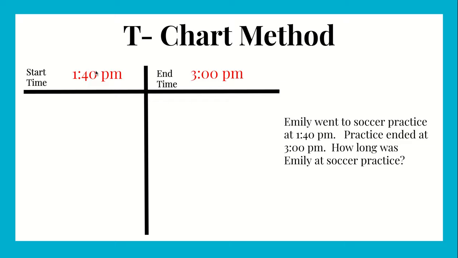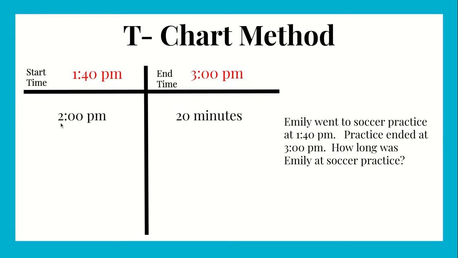So the very first thing that I want to do is get to a number that is a little bit easier to work with. So 1:40 is not ideal. So I want to try to get to a number like 30 or an o'clock. I can get to 2 o'clock from here. I just need to add 20 minutes. So I fast forward my clock 20 minutes and I get to 2 o'clock. Now I'm at 2 o'clock, which is a lot easier to work with.